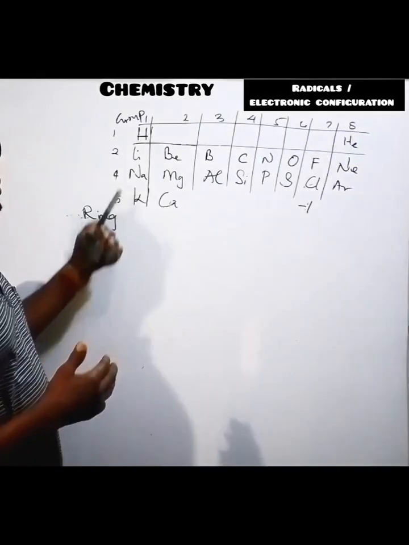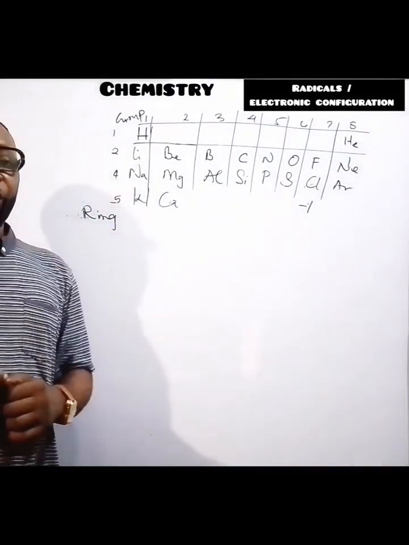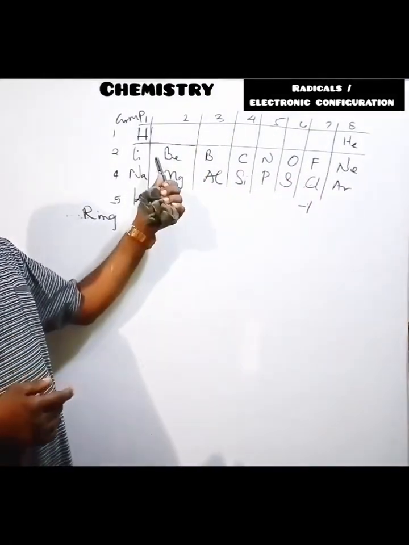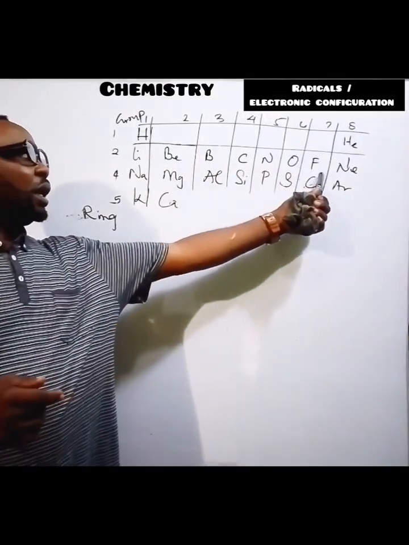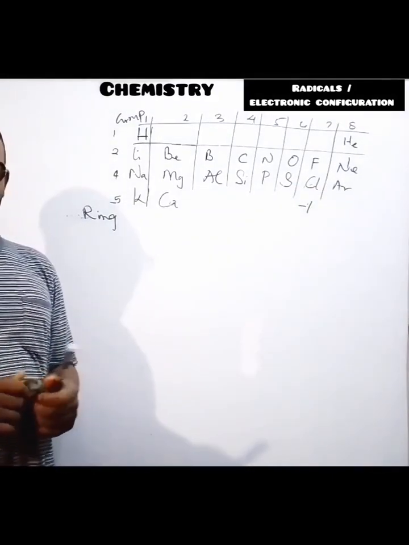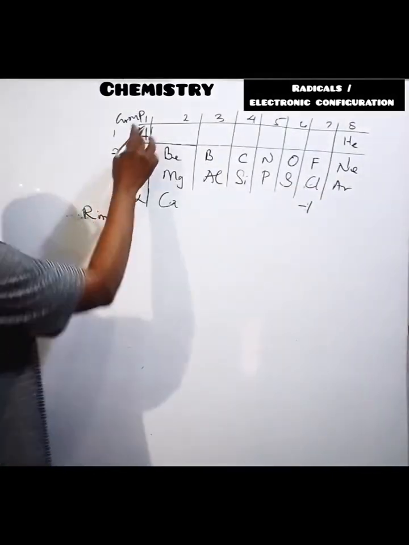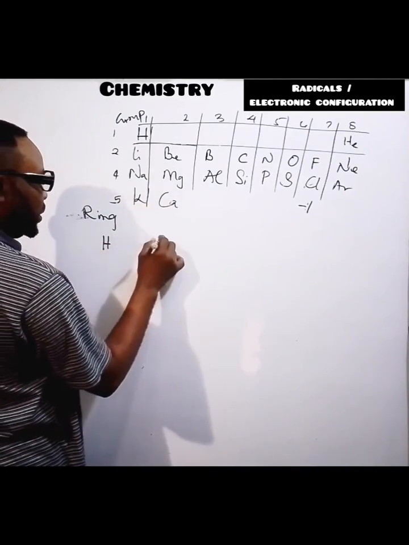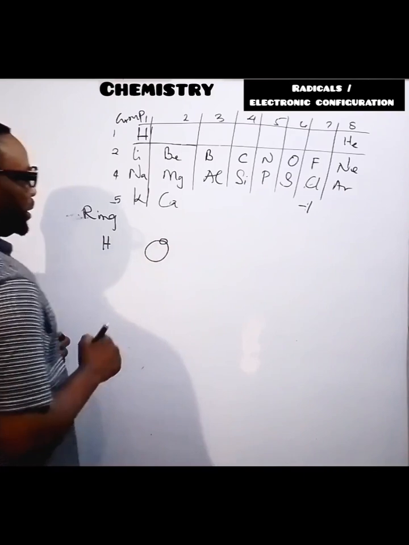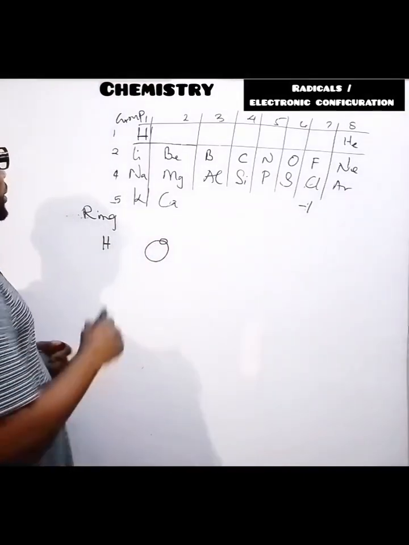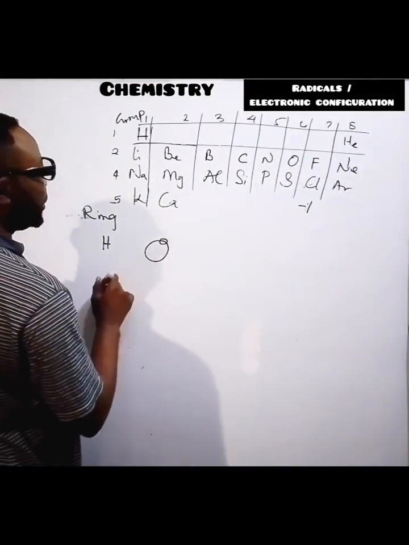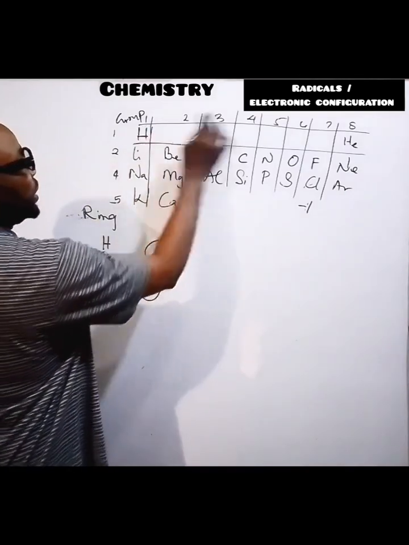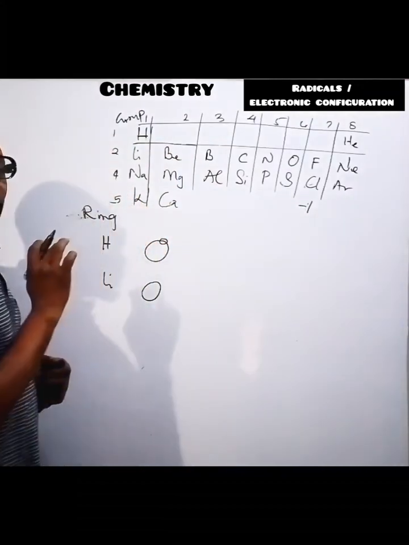So I'm going to try to draw the electronic configuration of a few of the elements we have in this first 20 elements. For instance, I'm going to draw that of hydrogen. Hydrogen, the ring form of it will be like this. This is 1 electron. I'm going to draw next lithium. Lithium is 3. You can see 1, 2, 3.